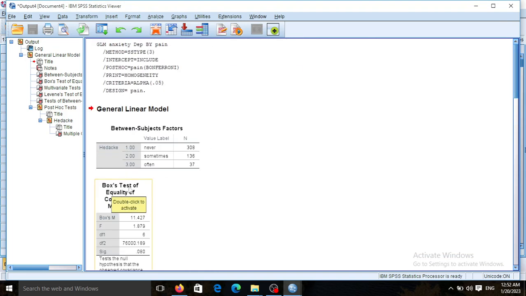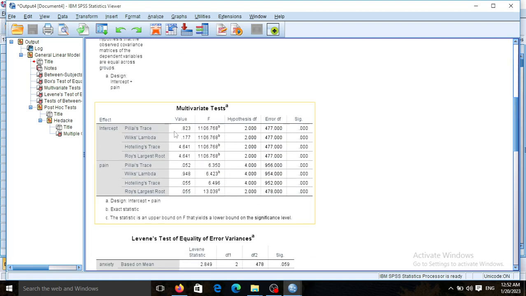The Box's test measures the homogeneity of variances, and the p-value is more than 0.05, showing that my dataset has homogeneous variances. And then I have a table named multivariate tests. I can see here there are several p-values, and I want to choose among them.